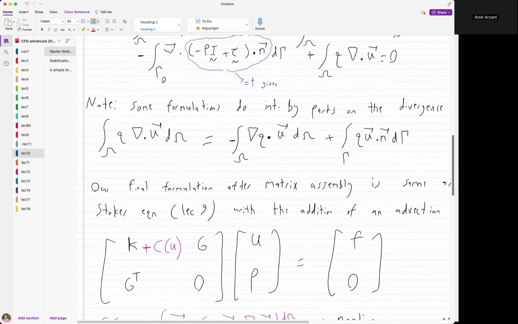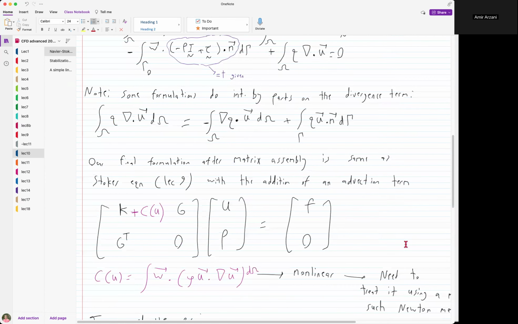Now, if we assemble this into a matrix form, similar to the Stokes lecture, we have the exact same thing, basically, but the only difference is that we now have this additional term. So this highlighted term here, which is actually a nonlinear term. So I'm showing it with C as a function of U. So this is not multiplied by U. This is in parentheses U.